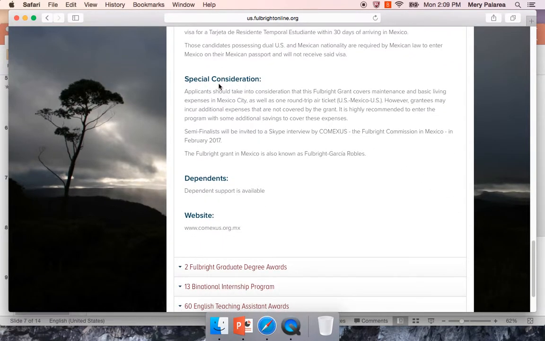And this is interesting, a special consideration. Applicants should take into consideration that the Fulbright grant covers maintenance and basic living expenses as well as one round-trip air ticket. However, grantees may incur additional expenses that are not covered by the grant, so it's highly recommended to enter the program with some additional savings to cover these expenses. This is not common in many of the country summaries, so I would definitely take this to heart and know that if you're going to apply to Mexico, you will need to have some access to more funds than maybe if you went to another country.